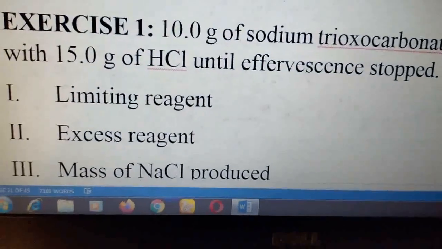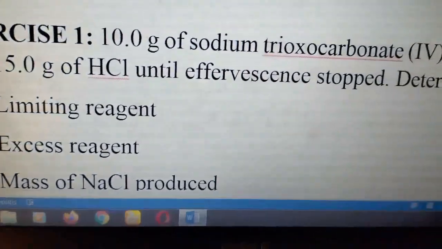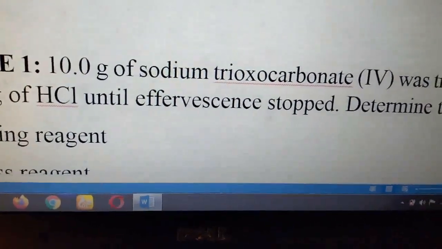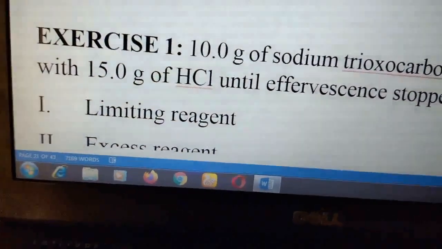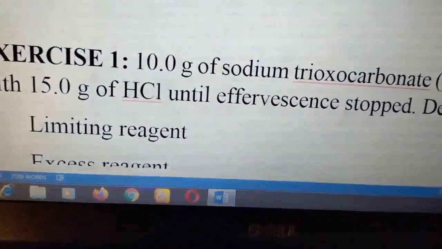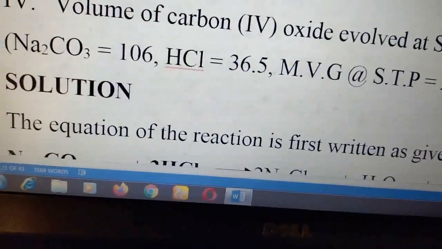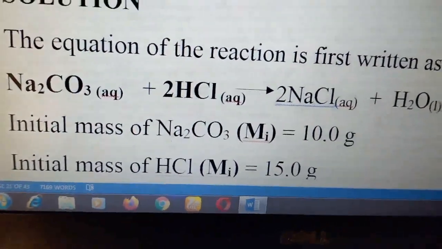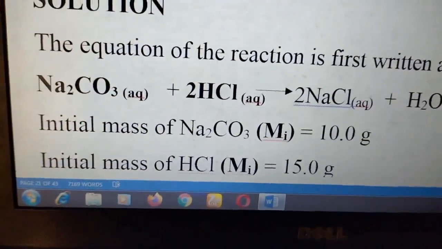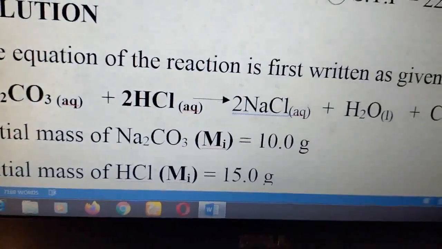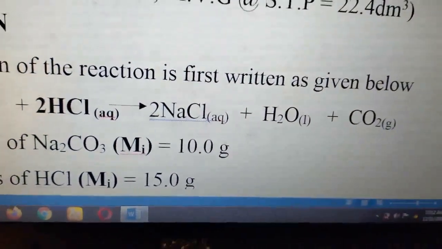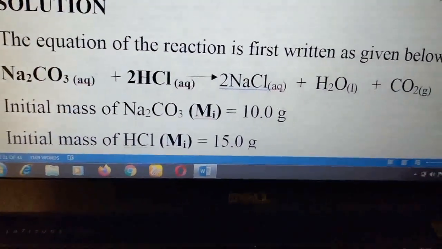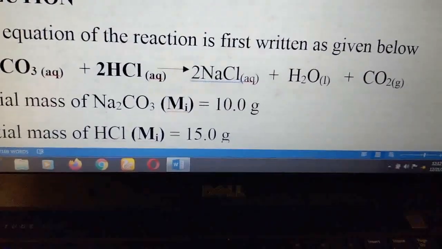Okay, let's start with solving I and II. From the question, they gave us the initial mass of sodium carbonate, Mi for sodium carbonate. And we're also given the initial mass of HCl introduced. So let's go to the solution. Since there's a reaction, we're going to write the balanced equation between sodium carbonate and HCl. You have 1 mole of sodium carbonate reacting with 2 moles of HCl to give us 2 moles of sodium chloride, 1 mole of water, and 1 mole of CO2. So the balanced equation is very necessary since there's a chemical reaction.